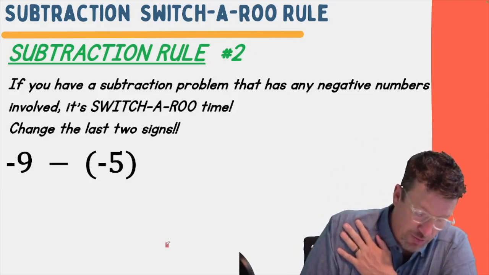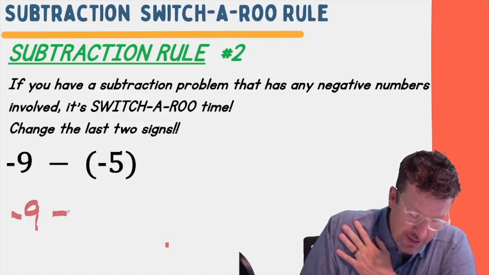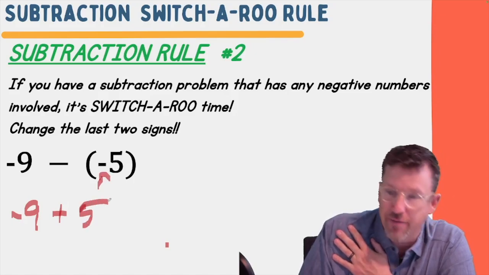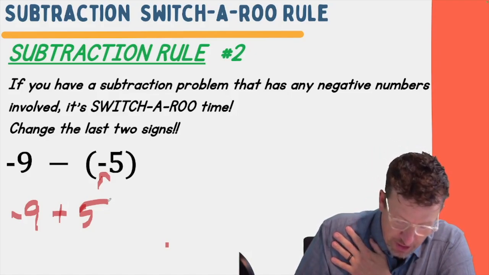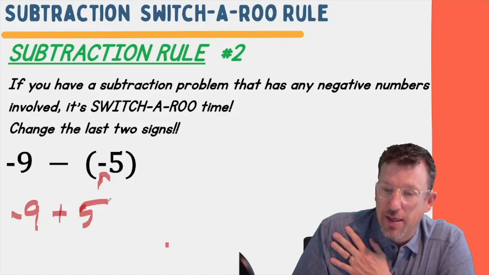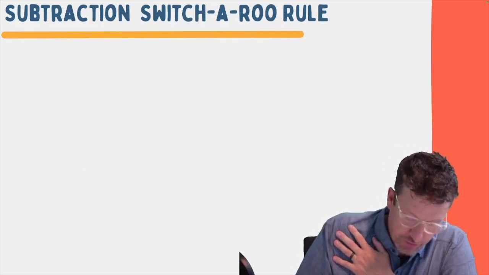Let's switcheroo. Let's switch. The first one stays the same. Let's turn that minus sign into a plus sign. And then instead of -5, we're going to switcheroo that guy and just put it as 5. Just switch it around. This is the first part. We're going to tell you what to do afterwards. But if you see a subtraction sign and you've got negative numbers involved, switcheroo! That's what you should be doing.